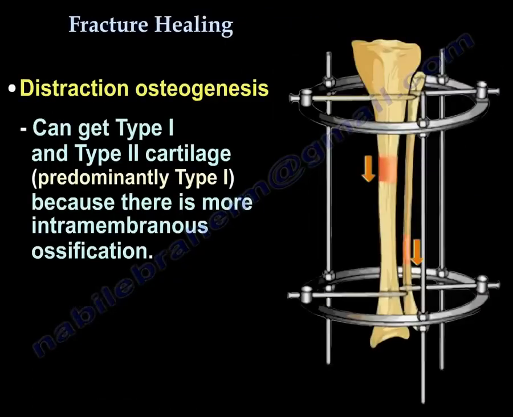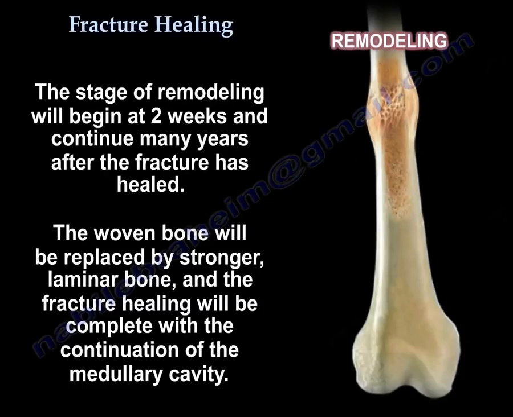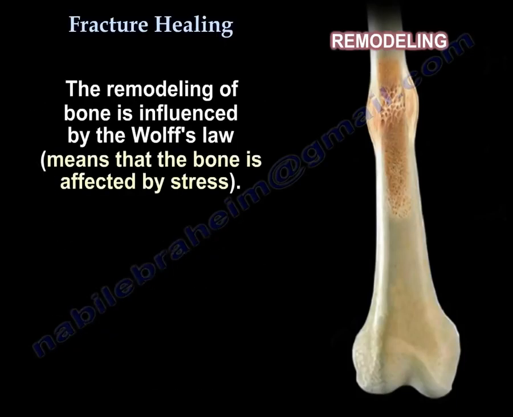In distraction osteogenesis, you can get type 1 and type 2 collagen, predominantly type 1 because there is more intramembranous ossification. The stage of remodeling will begin at 2 weeks and continue many years after the fracture has healed. The woven bone will be replaced by a stronger lamellar bone, and the fracture healing will be complete with the continuation of the medullary canal or medullary cavity. The remodeling of bone is influenced by Wolff's law, meaning the bone is affected by stress.